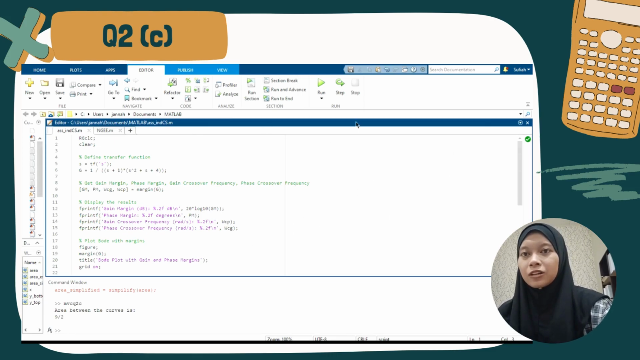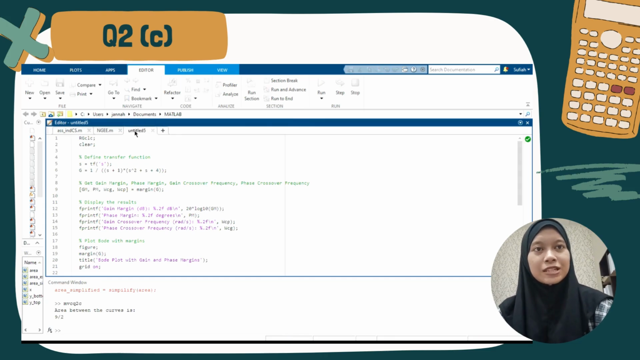So that's all on how to use MATLAB. This simple MATLAB script shows how symbolic computation makes it easy to compute exact areas using integration.